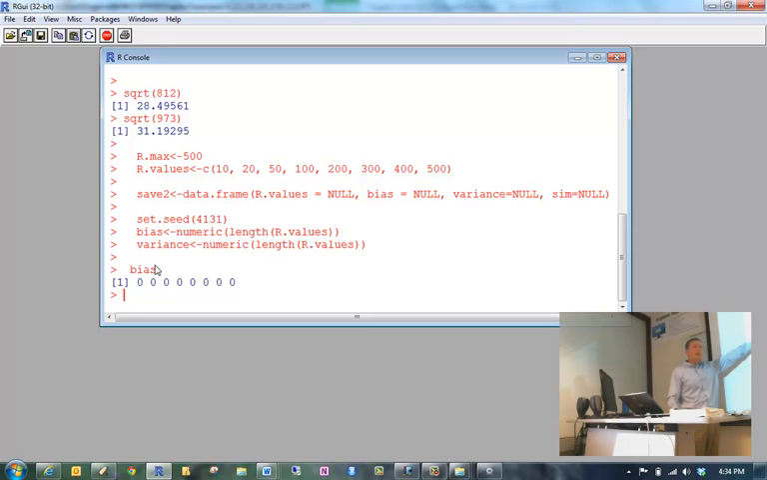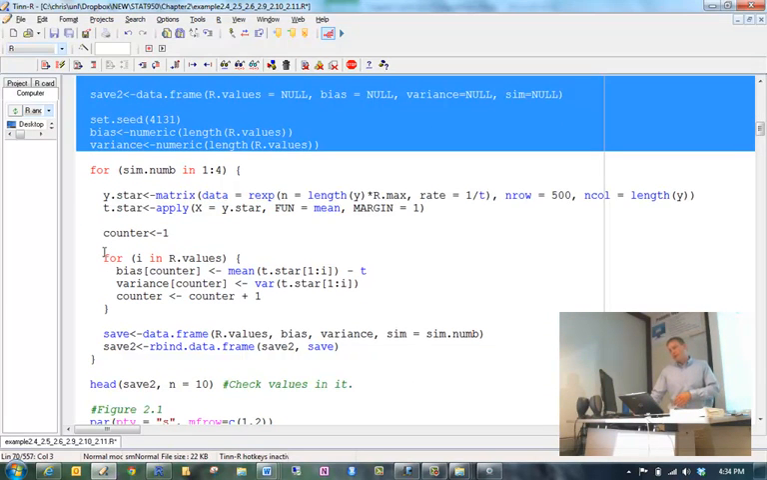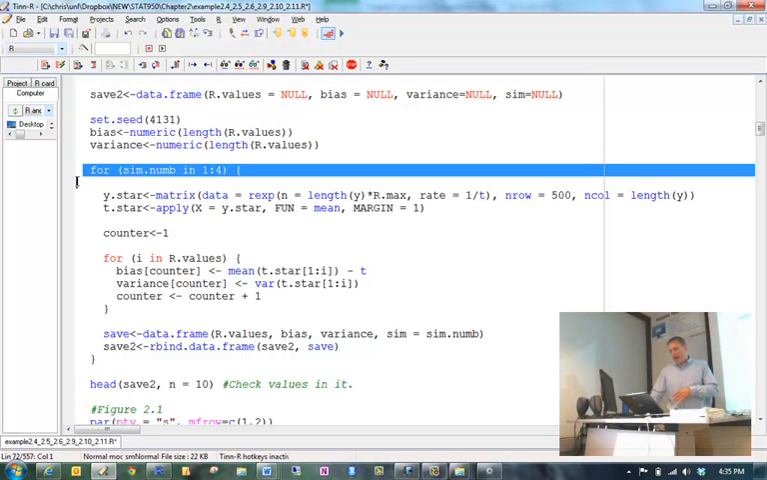And what this does is create a vector that's initialized with zeros. So it has a length of R values, corresponding to where I'm going to put the bias for R equal 10, 20, 50, and so on. There are other ways that you could have done this little simulation here. I just chose to do it this particular way. And I'm going to use a for loop to allow myself to replicate this result 4 different times. Each time I find my Y stars, I find my T stars.